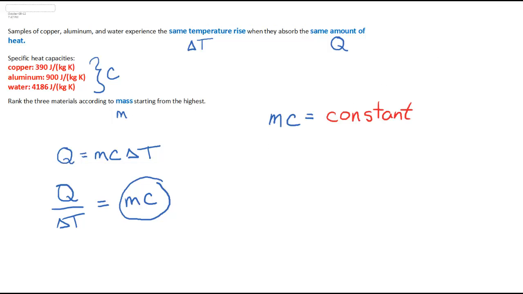Now we also know the specific heats for each item. Water being the highest at 4,186, copper being the lowest at 390. So we can see from our equation, if we want m times c to remain constant for each mass, then as c goes up, m must go down. In other words, if c is large like it is with water, the mass of the water must be small to maintain that constant. So this might represent our water.